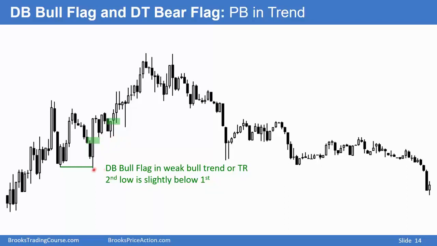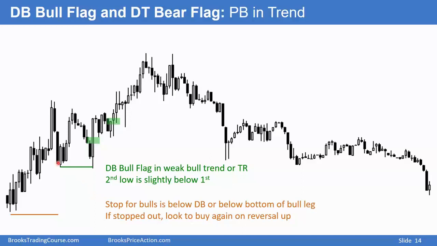I'm calling this a double bottom. The second low is slightly below that low, but it's still a double bottom. It's a double bottom bull flag, a double bottom and a bull trend. Not a big enough pattern for a major reversal, and therefore it's a pullback, and I call it a double bottom bull flag. The bulls buying, if they buy above this bar, they might put their stop here, or they might put their stop here. In either case, if they're stopped out, unless there's a major reversal down, they'll look to buy again on another reversal up.